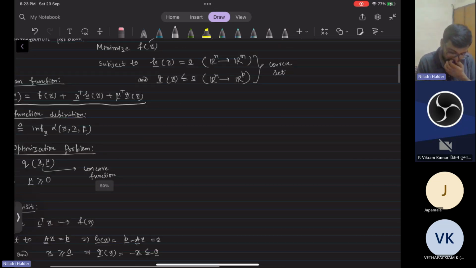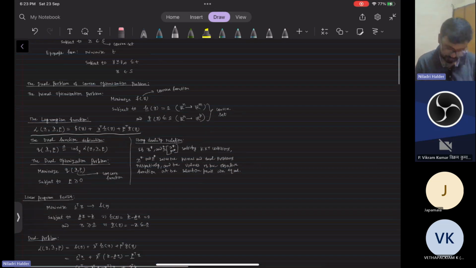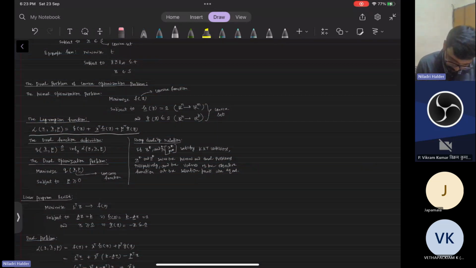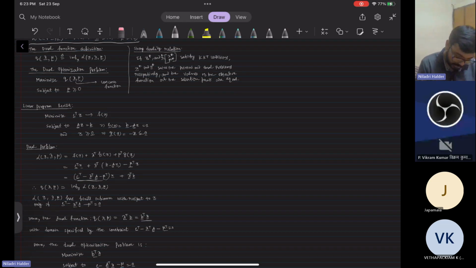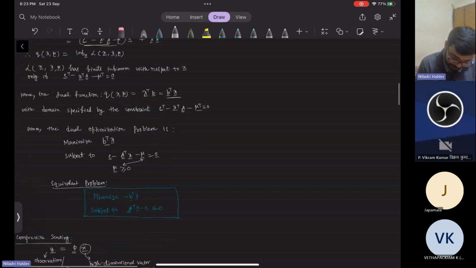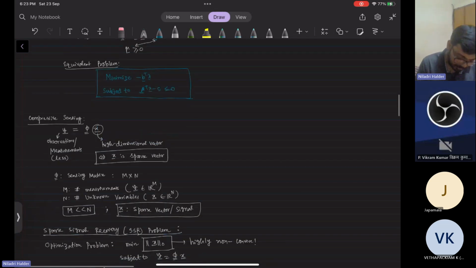So in other words, the solution of the dual optimization problem will be the same as the primal optimization problem. That is the summary of this strong duality relation. So this is a linear program problem, and this is the dual problem of the linear program problem.